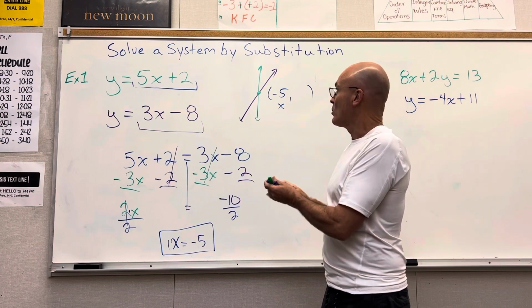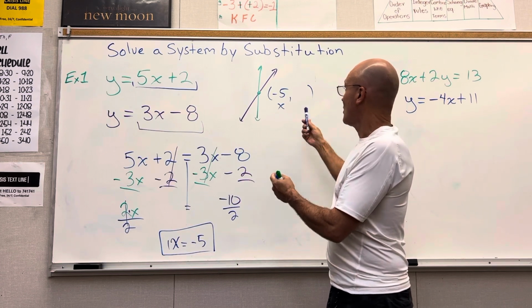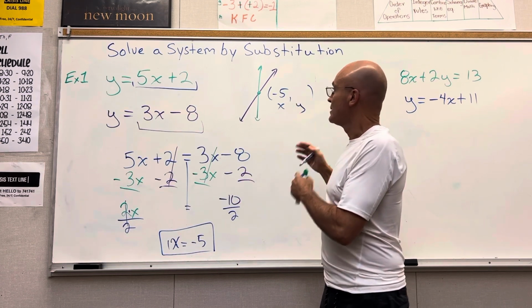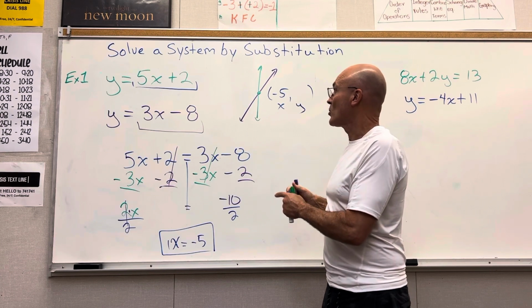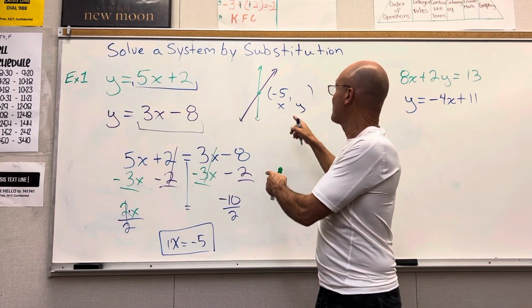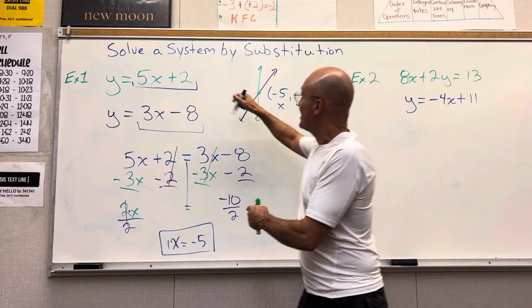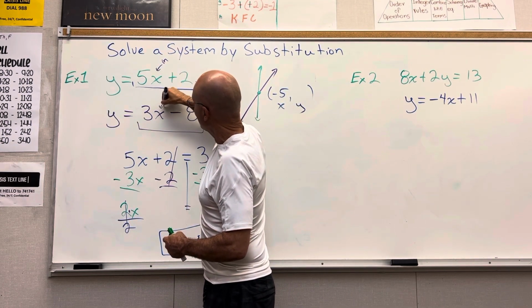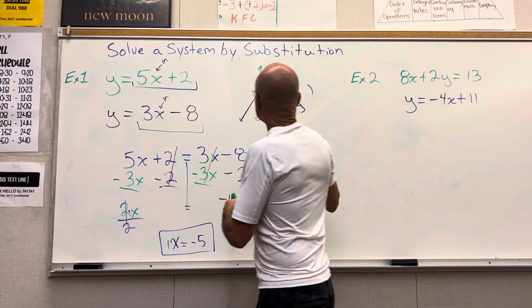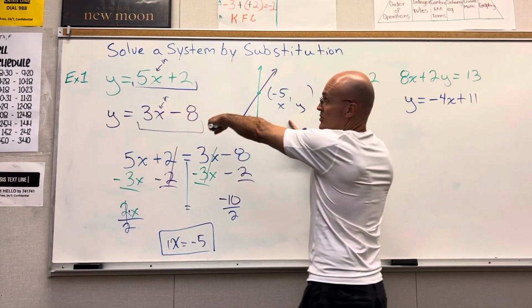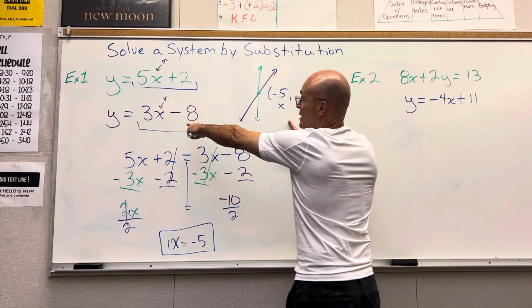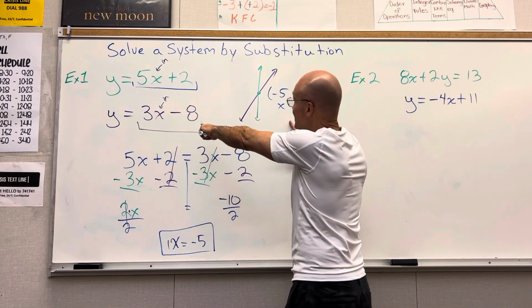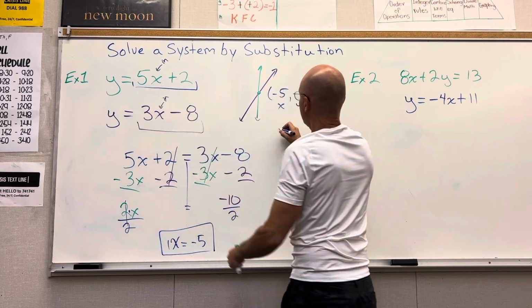Now, we want to solve for y. Now, solving for y, we are going to want to take this negative 5, and if you remember our input-output, we can plug it in here, or we can plug it in here. And so I'm going to pick the easier of the two math problems, and I don't know about you. To me, they're both easy, but let's just put it up here with the 5.